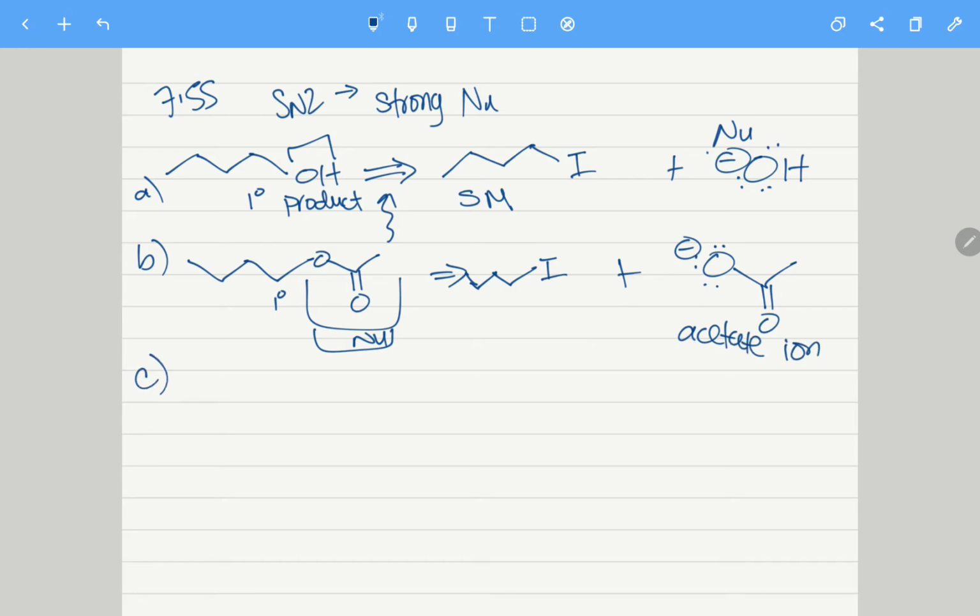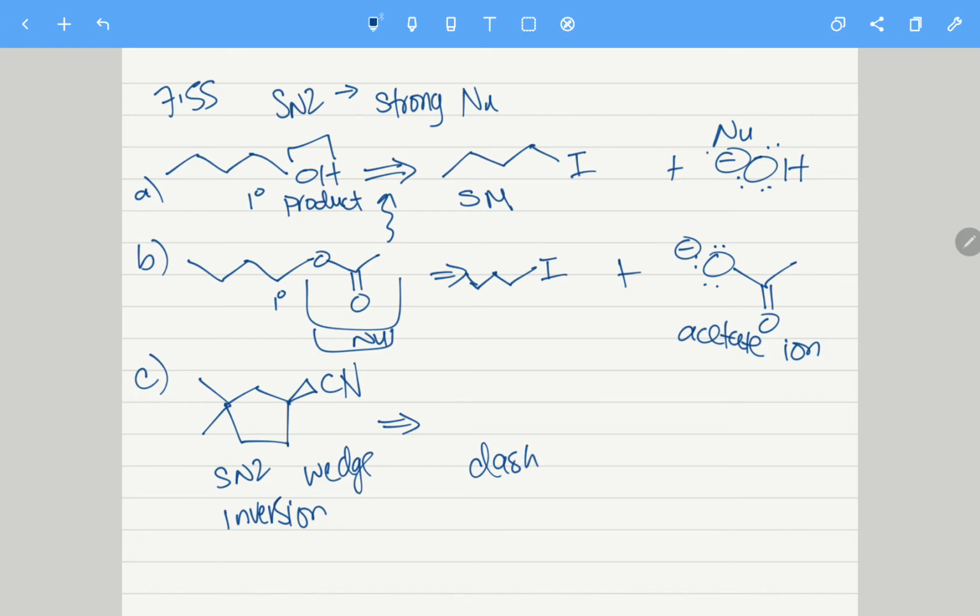For C, this is where we have to pay very close attention to what we know about SN2. So if this is SN2 and I'm just making that one compound thinking backwards, remember SN2 gives us inversion of configuration. So that means since this is a wedge on this one, this needs to be a dash over here because it has to be inverted. And all I'm going to do is replace that nucleophile, okay?